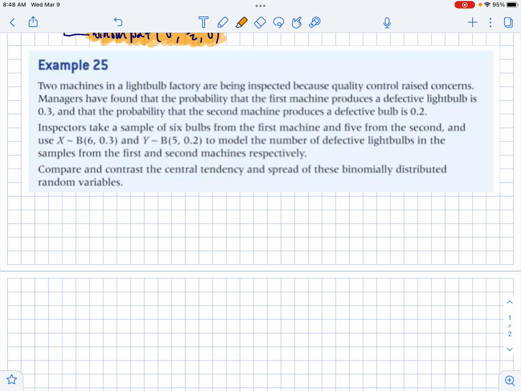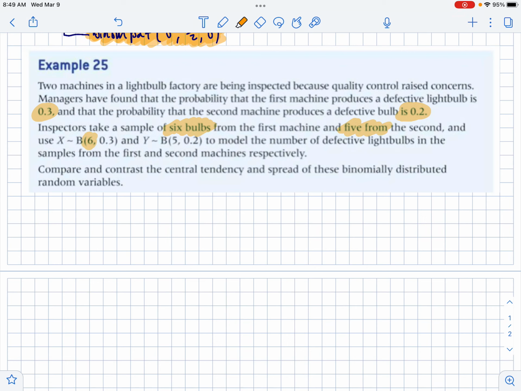One example we're going to do today, and it's going to go pretty quick. Two machines in a light bulb factory are being inspected because quality control raised concerns. Managers have found the probability the first machine produces a defective light bulb is 0.3. So the first machine, which I think they're calling X, makes a defective light bulb 0.3 or 30% of the time. The probability of the second machine making a defective light bulb is 0.02. So second machine slightly better. They take a sample of 6 light bulbs from the first machine and 5 from the second.